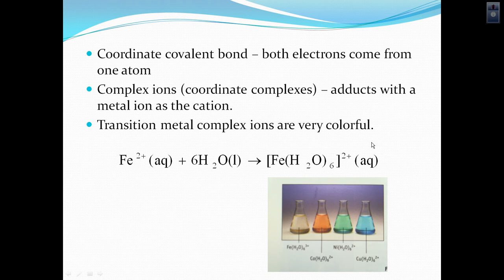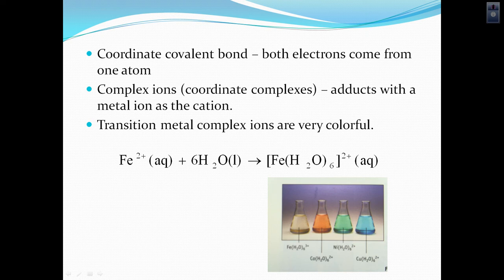Coordinate covalent bonds are when both electrons come from one atom. It's still a covalent bond. The electrons are being shared, but one atom has to coordinate, so to speak, with the other one to be able to get access to the 2 electrons. It doesn't bring any to the table. It just comes and says, can I get a donation of 2 electrons, please?